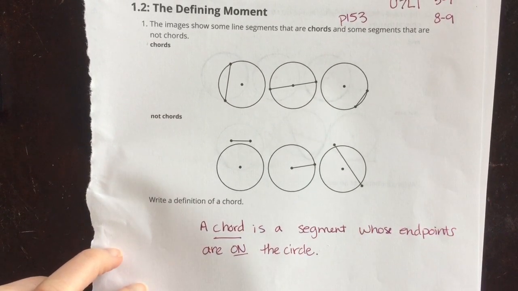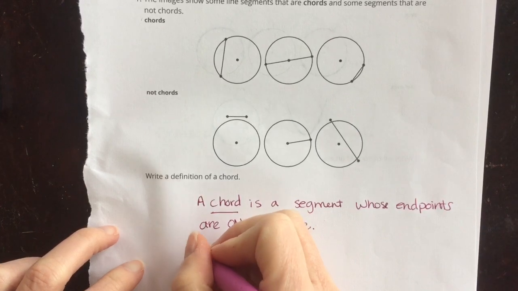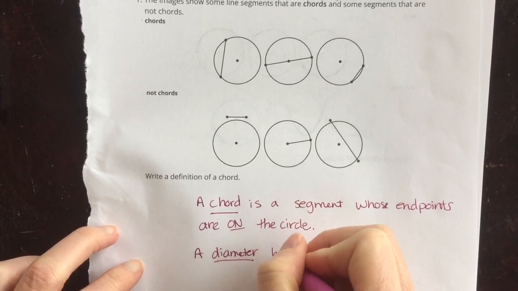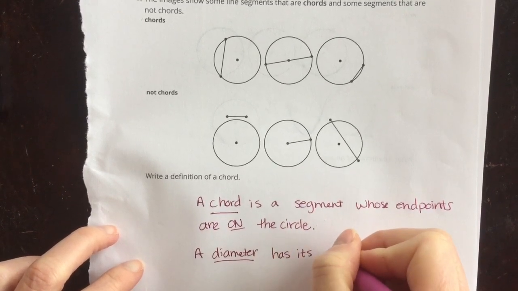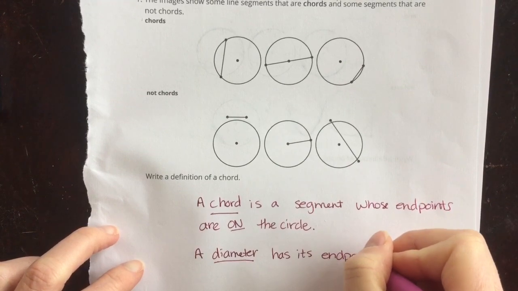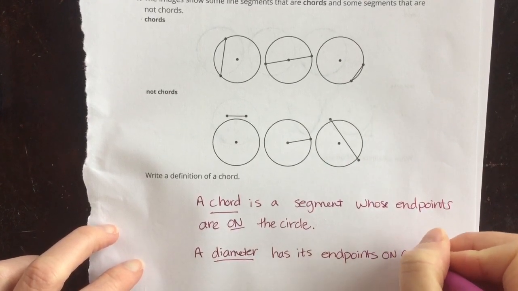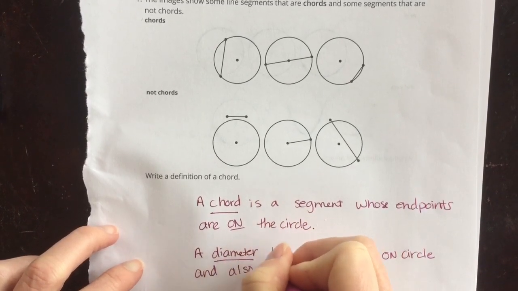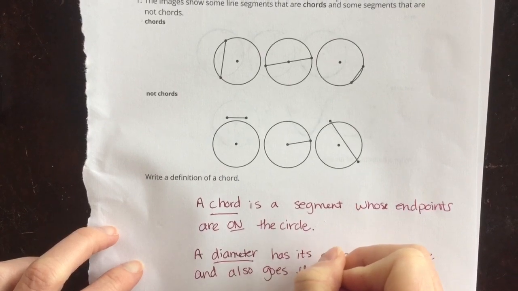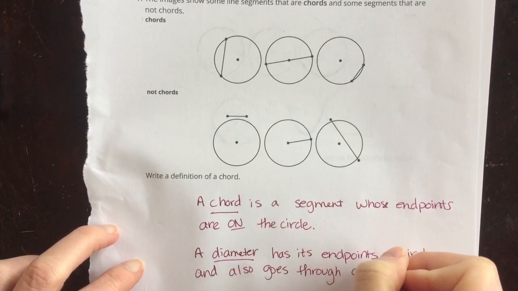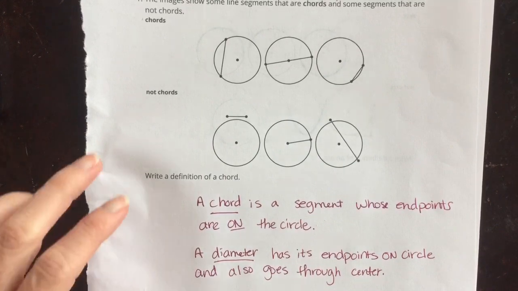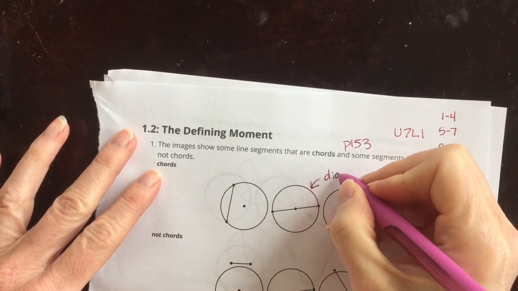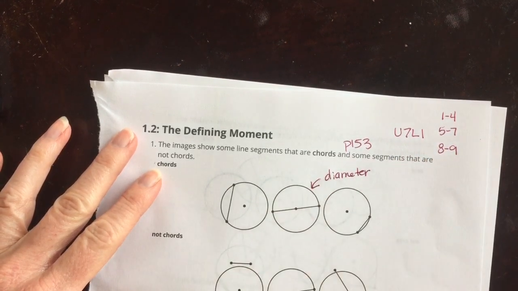So something to note is a special chord. A special chord is the diameter. A diameter has its endpoints on the circle, so it's a chord, and also goes through the center. So for example, we could say that this is a chord, but more specifically, it's even more special than just a chord. It's a diameter.